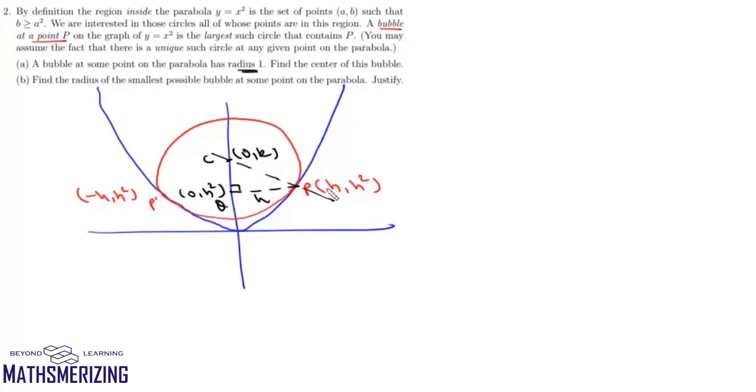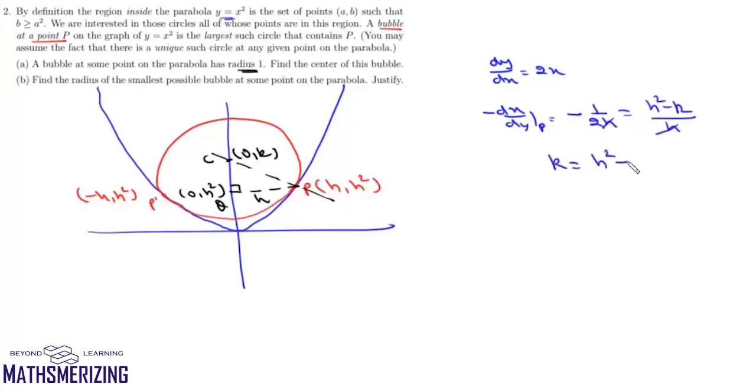First what we'll do is find the relationship between h and k. We'll find the slope of the normal to this parabola. So if we differentiate, we'll get dy by dx, and it'll be simply 2x. Then the slope of the normal at point P will be minus 1 upon 2h, and the slope of the normal must be equal to the slope of this line, which is (h square minus k) upon h. Now we'll cancel this h with h. We'll get k equals h square plus 1 by 2.